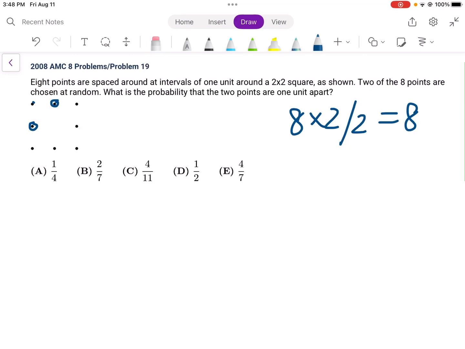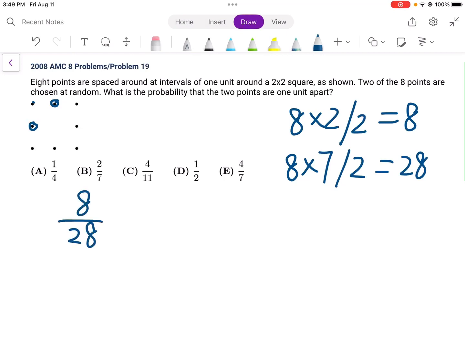And then for the total number of choices, we have 8 multiplied by 7 divided by 2, and that is 28. So the probability should be 8 over 28, and that's 2 over 7. The answer is B.